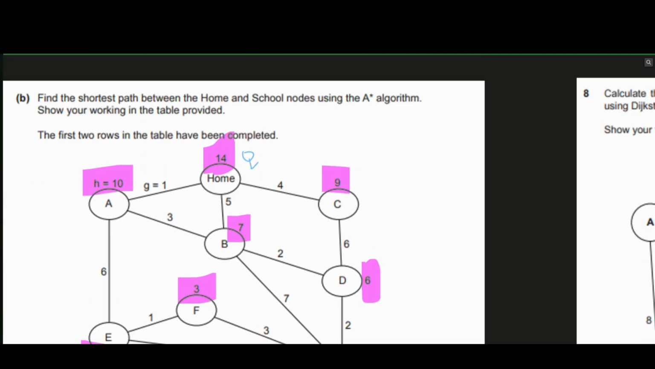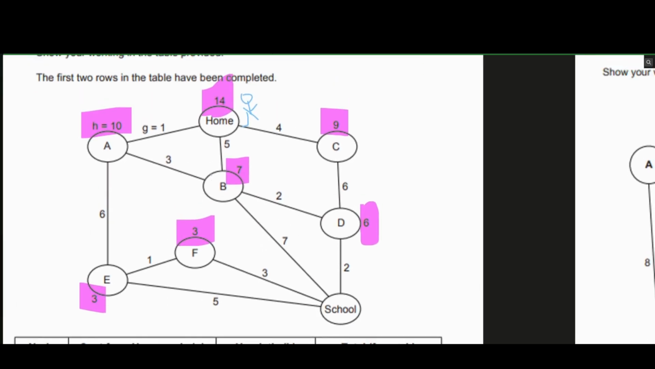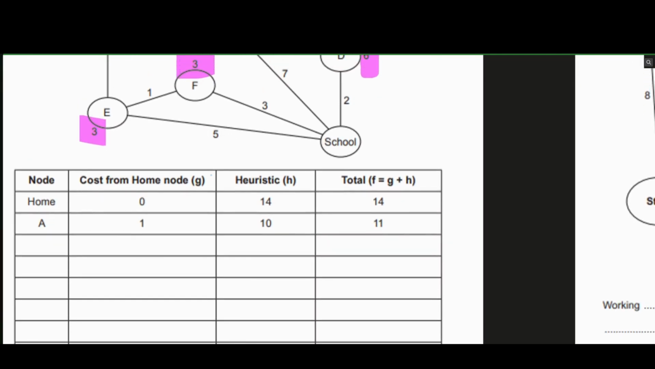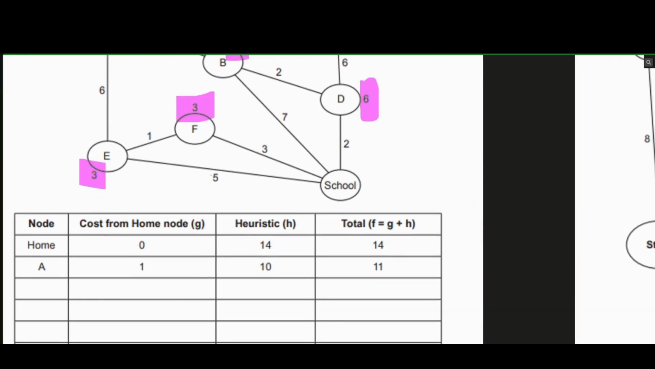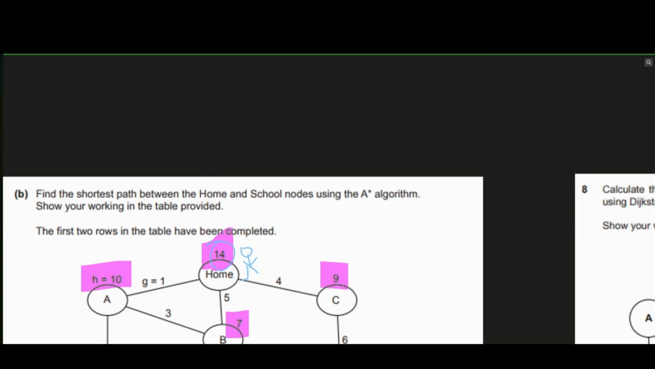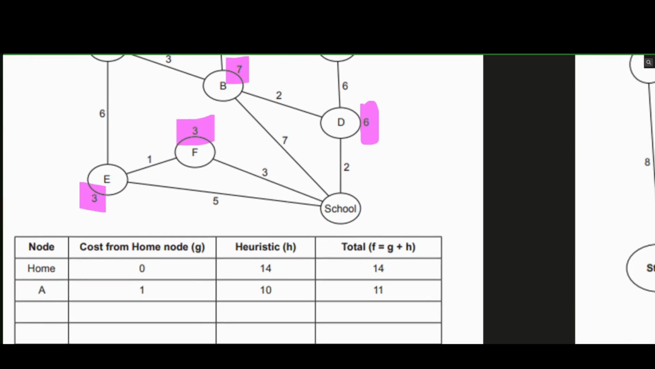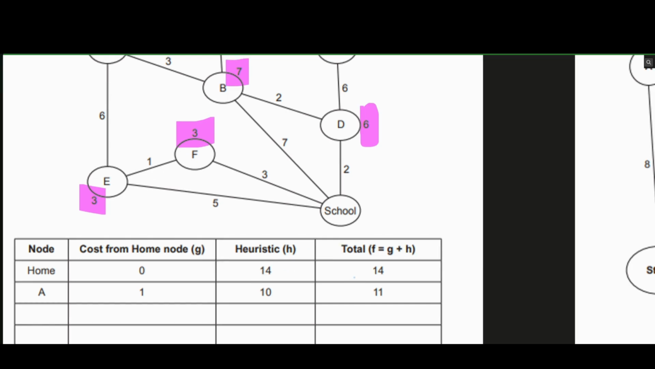Currently I am over here. I am at home and I need to go to school. So at home, my node is home. Cost from home node is 0, which means I have not traveled at all. I am still at home, and heuristic is 14, which is this. Total is the cost from home node plus the heuristic, so 0 plus 14 is 14.